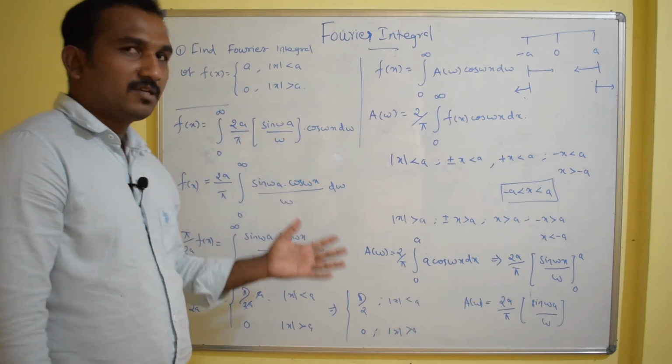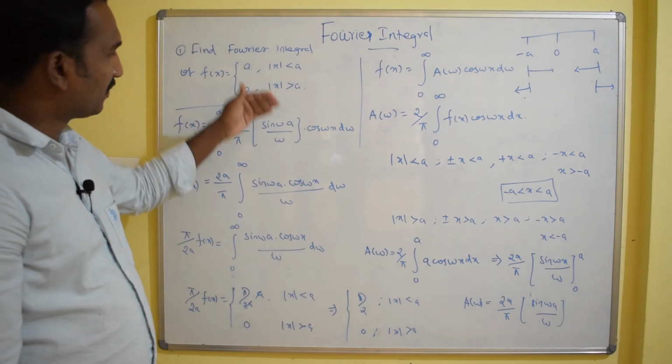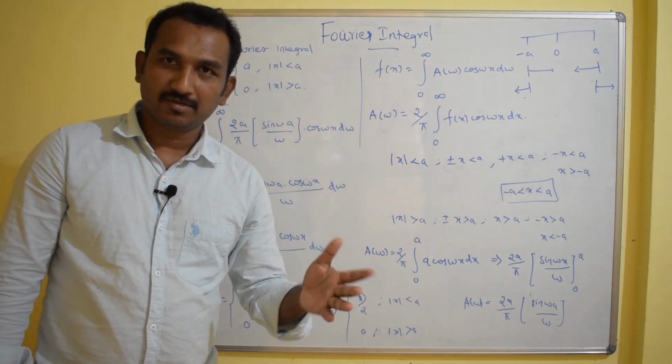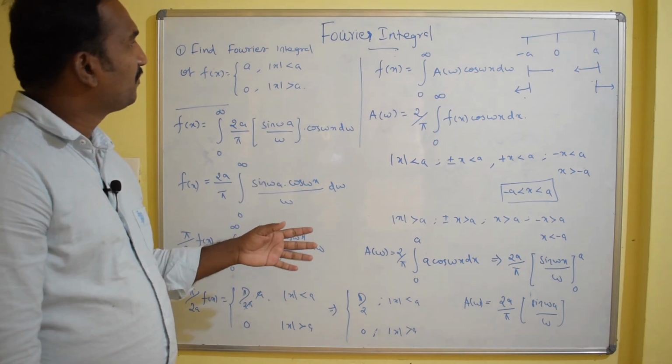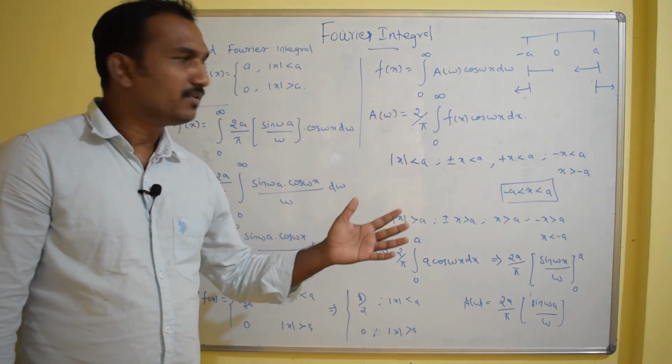Why are we using Fourier cosine here? Because this function is an even function. That's the reason why we used Fourier cosine. If it is an odd function, then obviously we need to go by the Fourier sine integral formula.